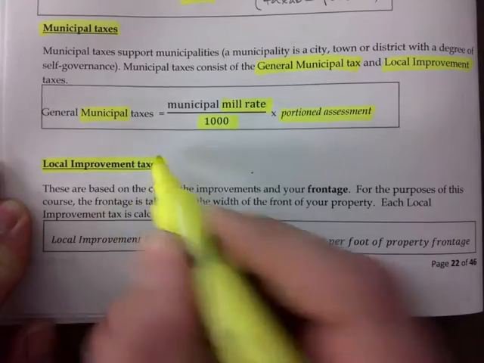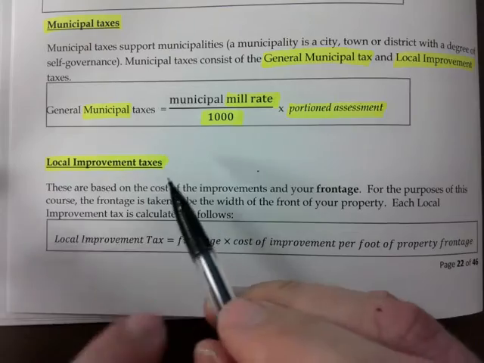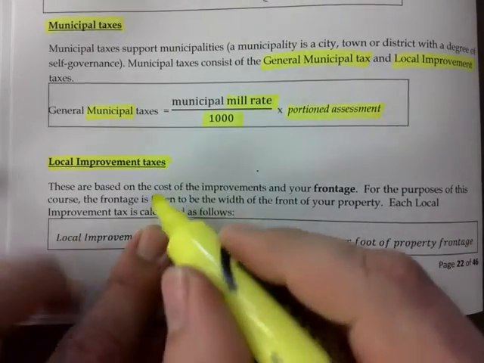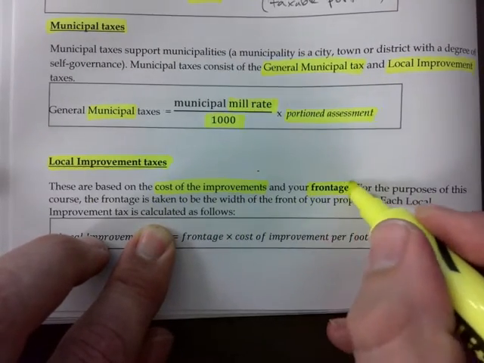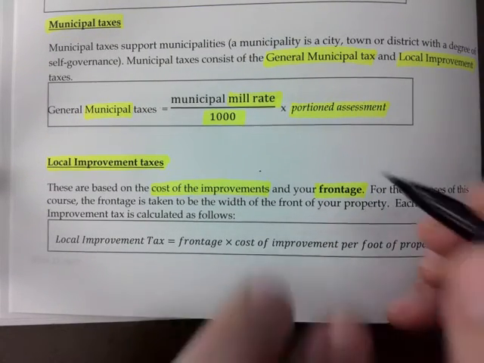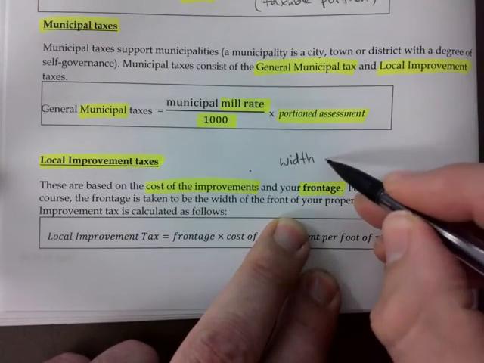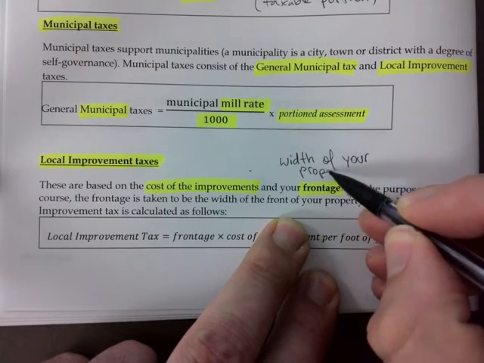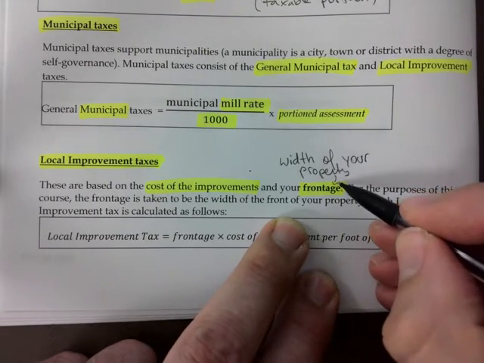Local improvements, I would say this on the side. These are based on the cost of improvements and the frontage of your property. What is frontage? It's the front of your property, how wide it is. The width of your property. That's what that word means.